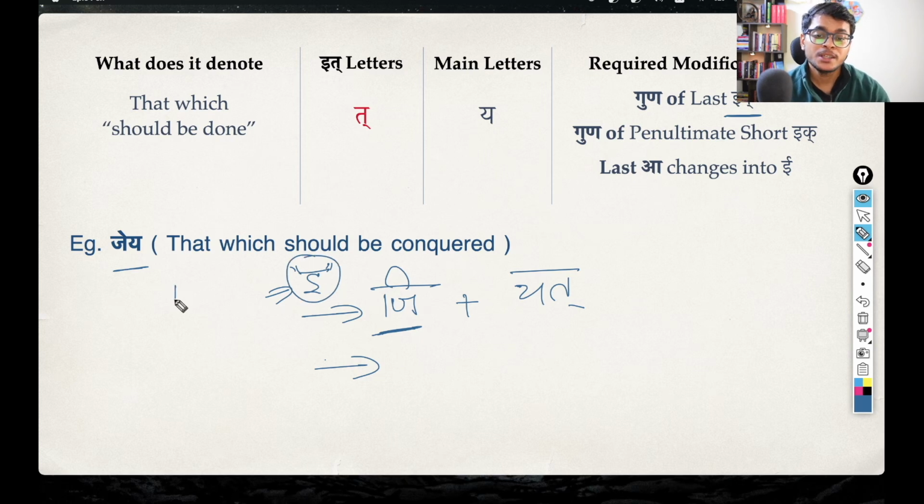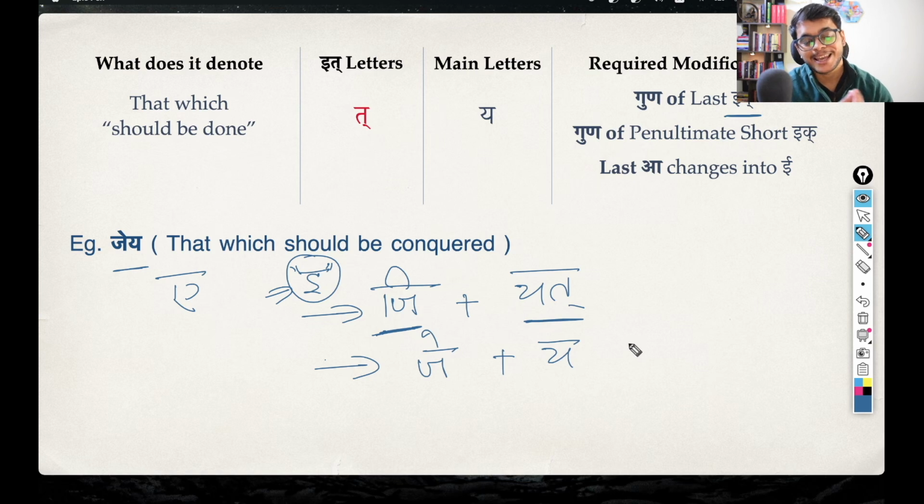The guna of i is e. Okay. So this ji will change into this je. Okay. And then for this pratyaya, yat, we know the ya is the main content. This is what gets added to the dhatu.